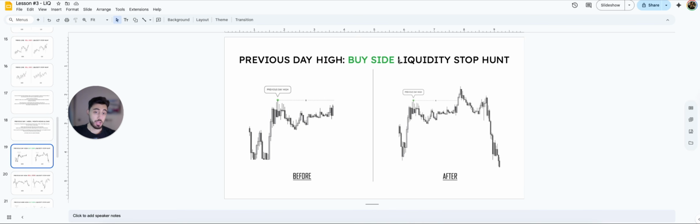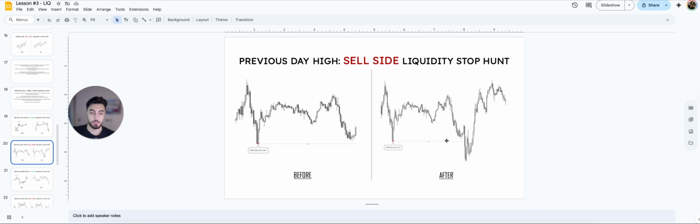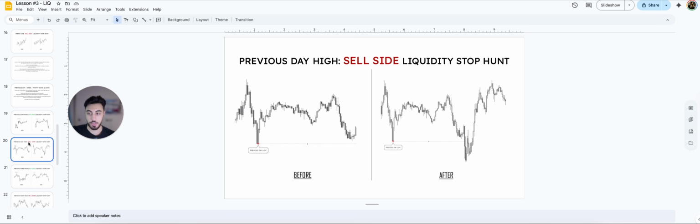This is the previous day high. This is yesterday, and this is today's price action. This is the previous day high. Price is gonna take them, their buy stop orders are gonna get activated, then the price is gonna reverse. Right? Again, price is gonna take them. This is the previous day low. Price is gonna take them, and it's gonna reverse. Right?